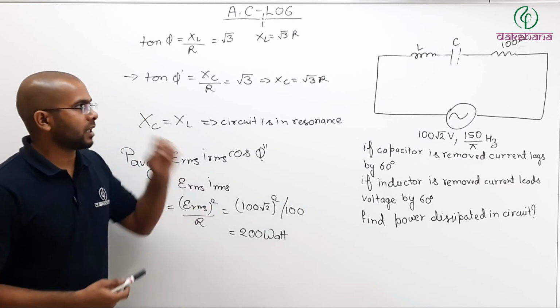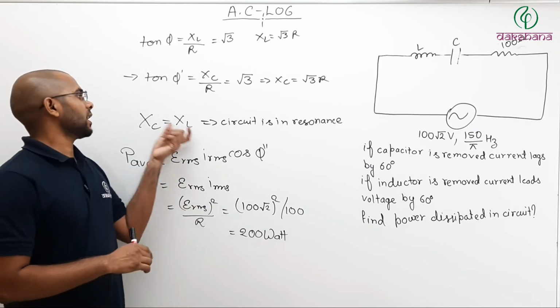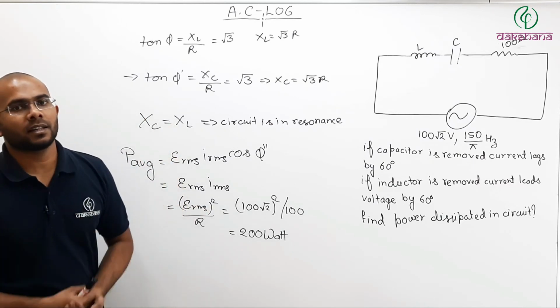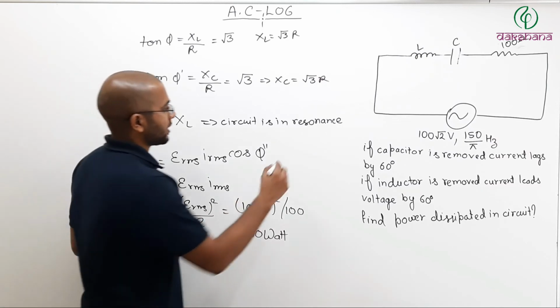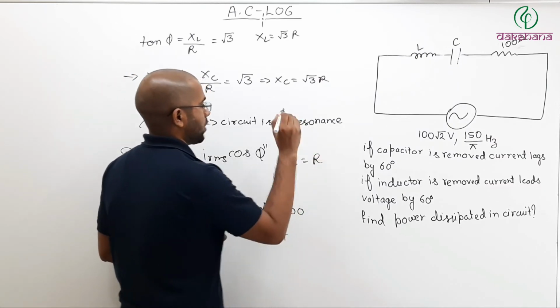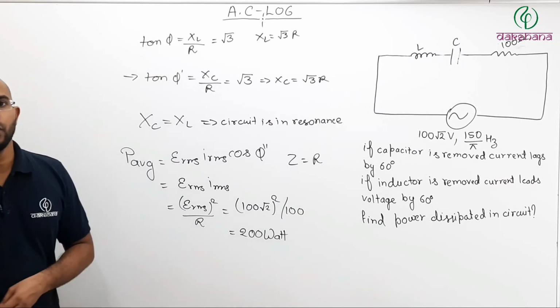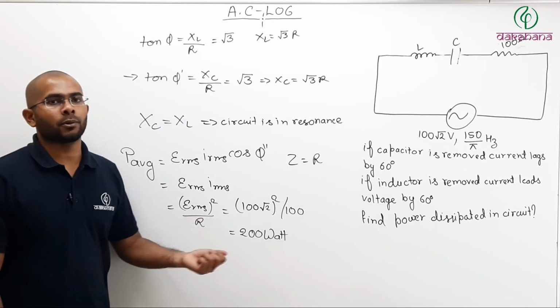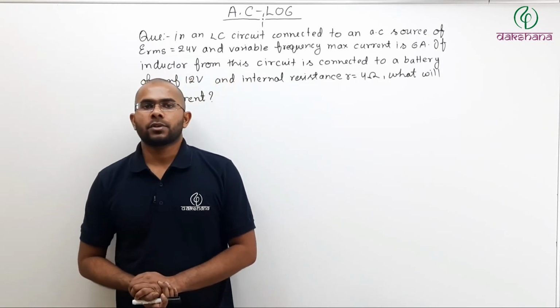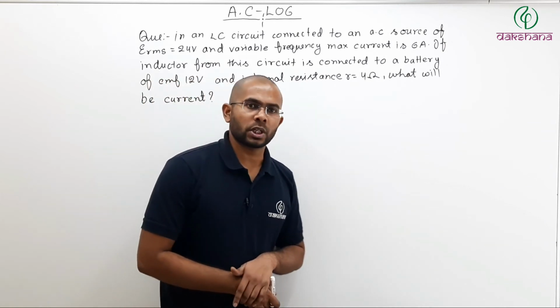Why? Because this circuit is in resonance. The inductor and the capacitor are cancelling each other's effect, and in this circuit impedance is equal to R and cos phi is equal to 1. You can pause the video and note it down. Let us solve another question based on LCR circuit resonance.